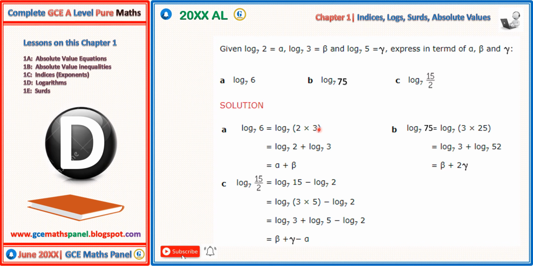6 is the same as 2 times 3. When you use the first law, it's the same as log 2 base 7 plus log 3 base 7. But log 2 base 7 and log 3 base 7 are alpha and beta, so this gives us the sum. The second, log 75 is the same as log 3 times 25, and this will give us log 3 plus log 5 to the power 2, not 52 here, this 5 to the power 2, and you can bring this 2 in front. This will give us beta plus 2 gamma.